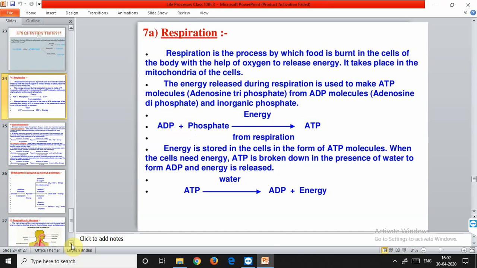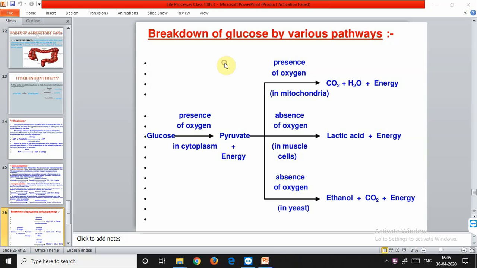Now, in the presence of oxygen, the glucose is broken down into pyruvate and energy is released in the form of ATP. Whereas in the muscles, there is an absence of oxygen. Because of no oxygen, the pyruvate is broken down into lactic acid, and here also energy is released. In muscle cells, there is no oxygen, so the pyruvate undergoes catabolism, that is breaking down, but it is not utilizing any oxygen. That's why it is anaerobic respiration.